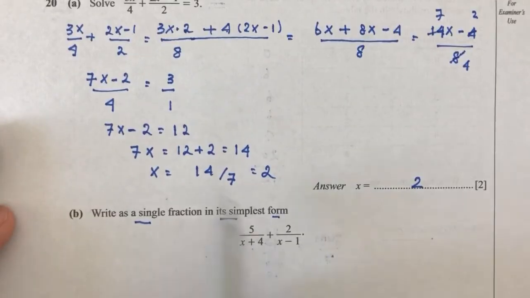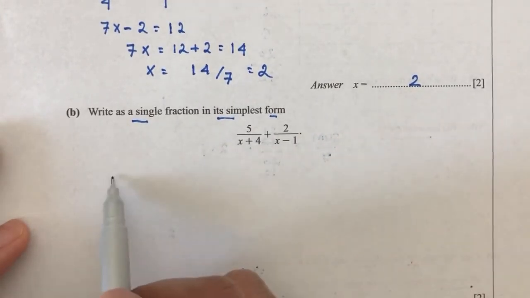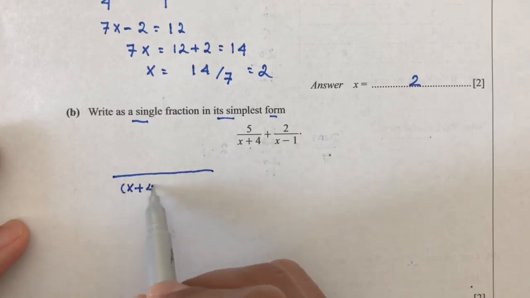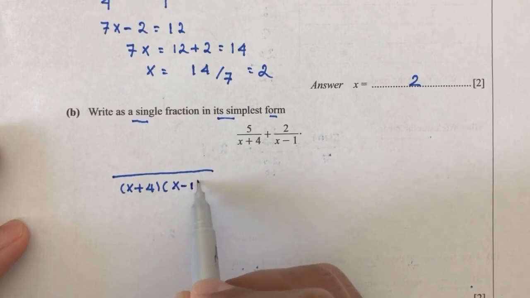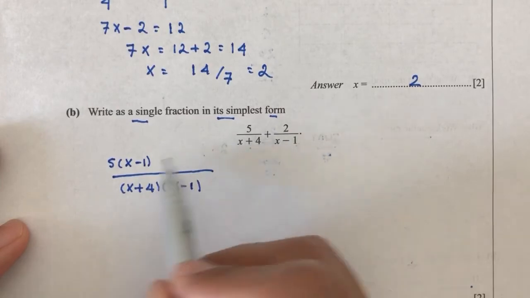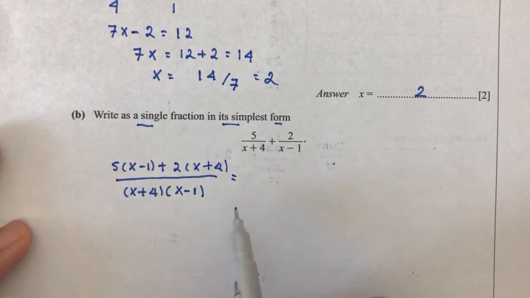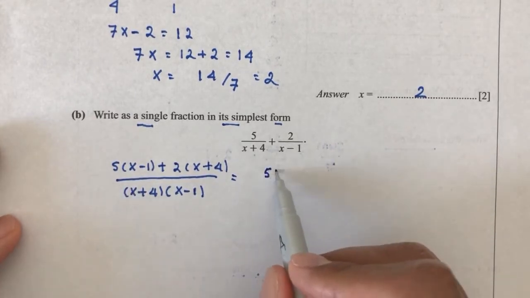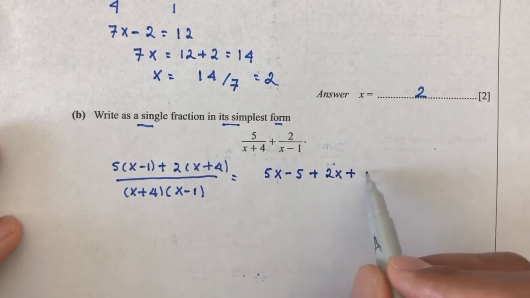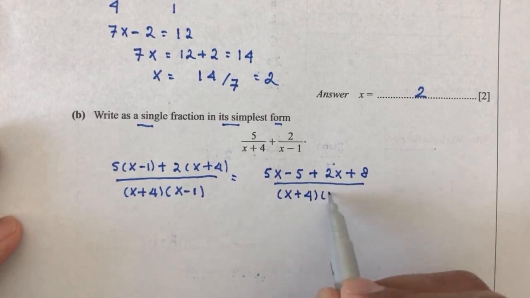So we will do the same thing we did above, same steps. So the first thing is, let's find a common base. LCM, we have to multiply these two. So we have (x plus 4) times (x minus 1). Then we cross multiply. We have 5 times (x minus 1) plus 2 times (x plus 4). Now we simplify. Here we have 5x minus 5 plus 2x plus 8 divided by (x plus 4)(x minus 1).